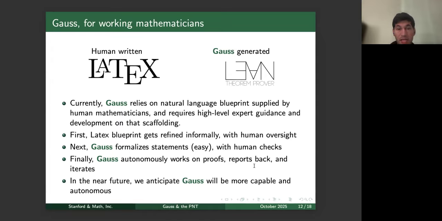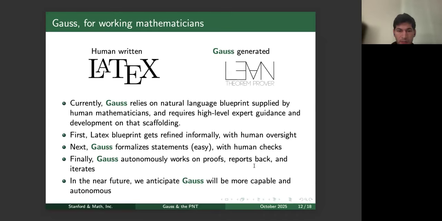So currently, the Gauss agent takes in as input a natural language LaTeX blueprint supplied by the human being, and requires high-level guidance as this initial document is further developed and refined in the course of formalization. So you'd start with some human-level LaTeX of a proof, maybe from a textbook, or a paper you might find, or your class notes.